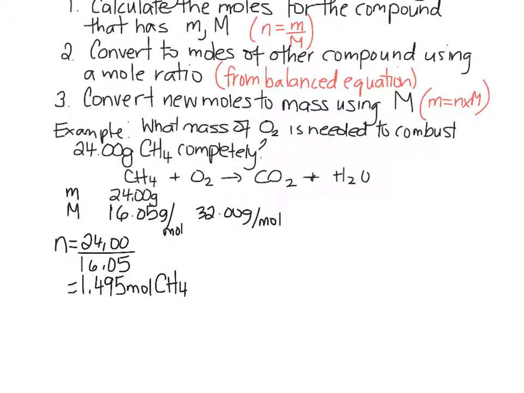Now we have to use our mole ratio. So we're going to multiply this by the ratio of what we want on the top and what we have on the bottom. To do that, we have to have a balanced chemical equation. Is it balanced? What do you think? Is that equation balanced? What do you think, Dakota? No? Don't know? It's not?